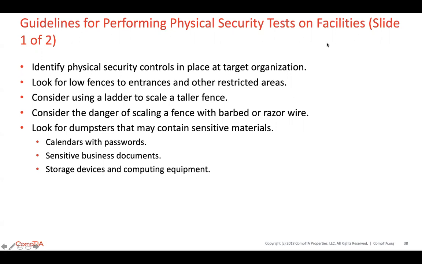Guidelines for performing physical security tests on facilities. Identify physical security controls in place at large in a target organization. Look for low fences to entrances and other restricted areas. Consider using a ladder to scale taller fence. Consider the danger of scaling a fence with barbed wire, razor wire. Look for dumpsters that may contain sensitive materials. Calendars with passwords, sensitive business documents, storage devices, and computing equipment.